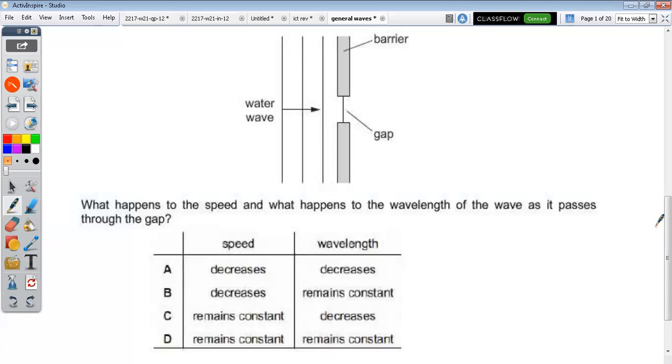Why does the speed decrease? Let's think of physics, from what you have learned so far. What causes speed to decrease? Remember when I said, for example, if I'm moving from air to glass, because glass is more dense than air, different densities, then speed decreases. Or if it was air to water, different densities, speed decreases. So it's due to density.